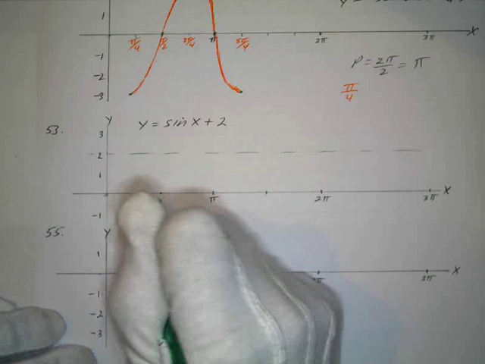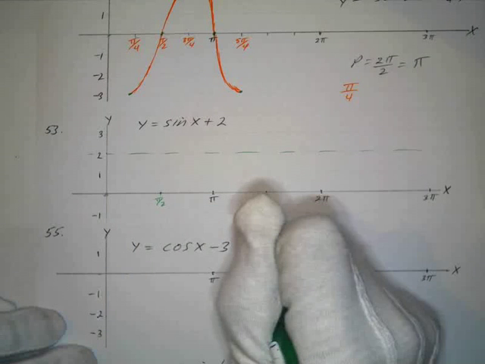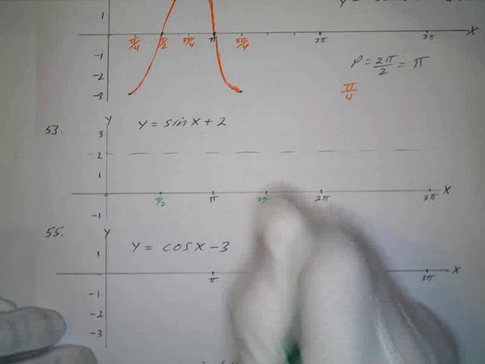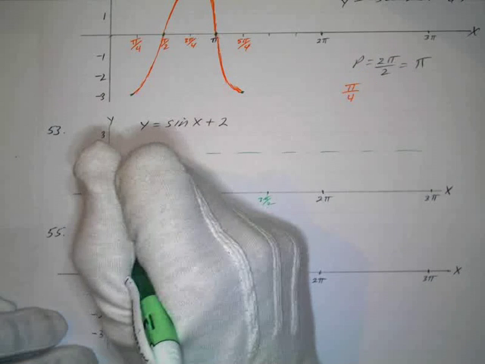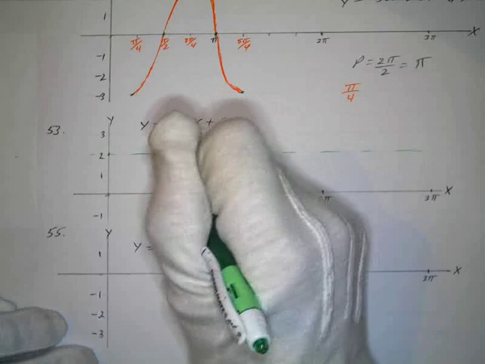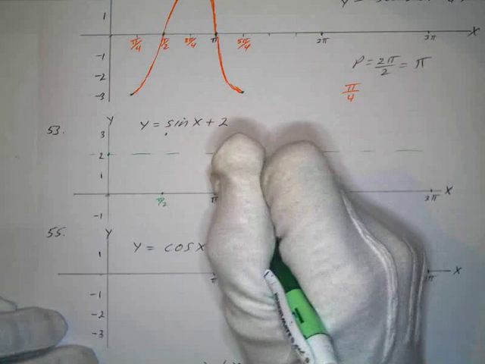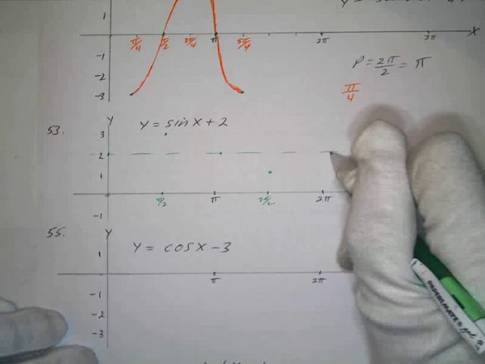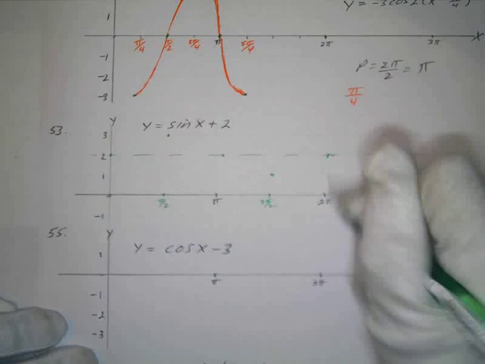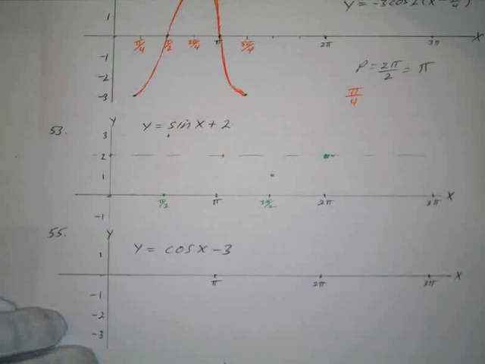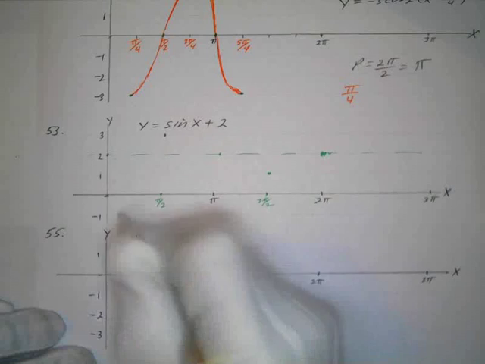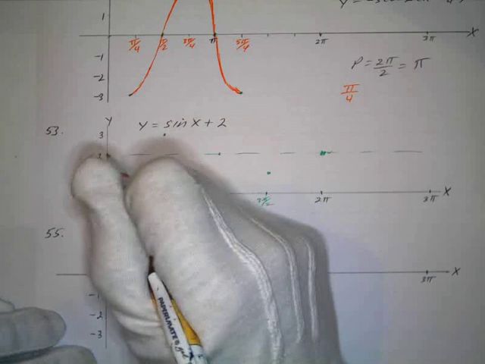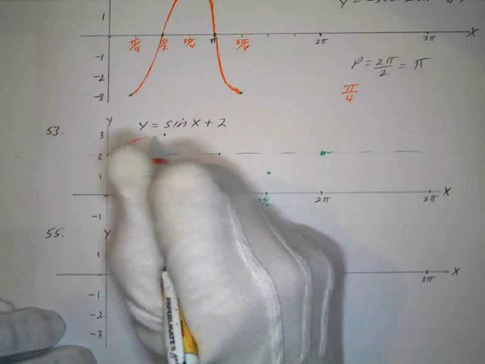There we go. This would be pi over 2 and 3 pi over 2. And I just started at 0. I go up 1, back down to 0, down to negative 1, and back up to 0, and that's the way we graph the sine curve relative to the x-axis, except we just shift everything up. So it could look like this.